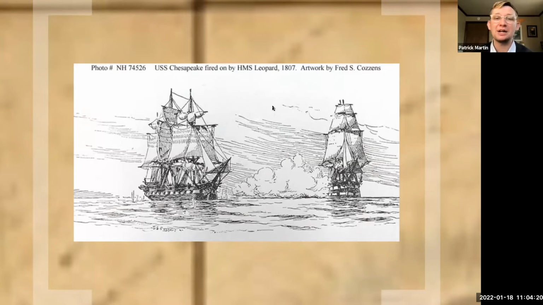This example right here in 1807, the HMS Leopard, which is a British ship, came over and fired upon the USS Chesapeake, which is an American naval ship. There were 4 soldiers on board the USS Chesapeake that were born before the Revolutionary War. And Great Britain viewed anybody born before the Revolutionary War as a British subject and not a US citizen.